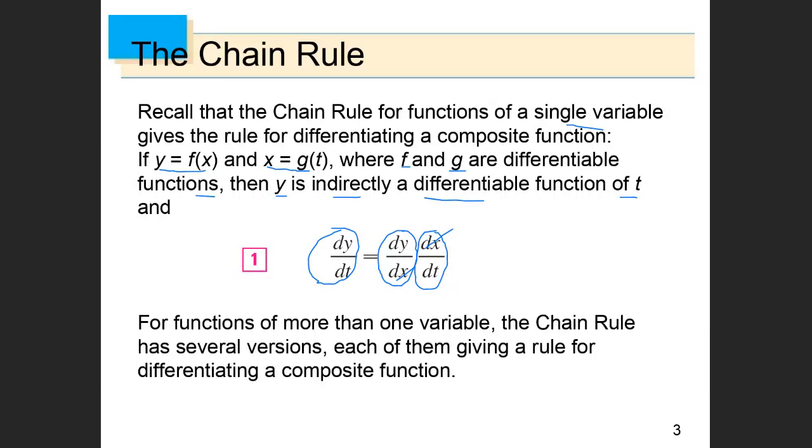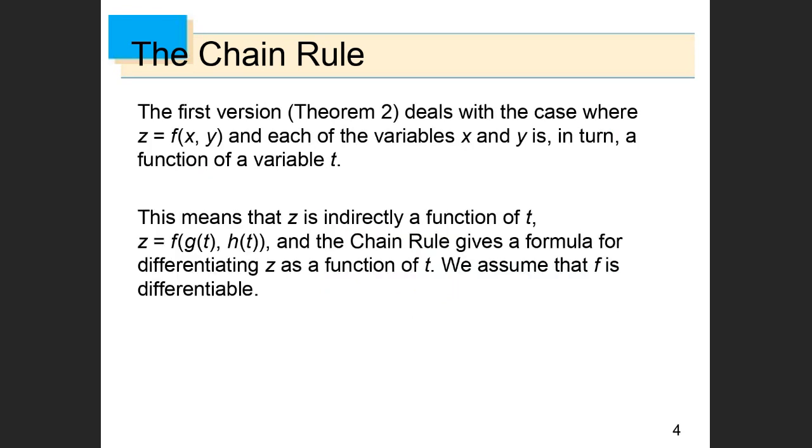So for functions of more than one variable, the chain rule has several versions, each of them giving a rule for differentiating a composite function. So let's see what we have. The first version, in fact theorem 2 in the book, deals with the case where z is a function of two variables, x and y, and each of the variables x and y is in turn a function of a variable t. Okay, so this means indirectly that you have a function of t where z is f of g of t, h of t. Okay, and the chain rule gives a formula for differentiating z as a function of t. So of course we assume here that f is differentiable.